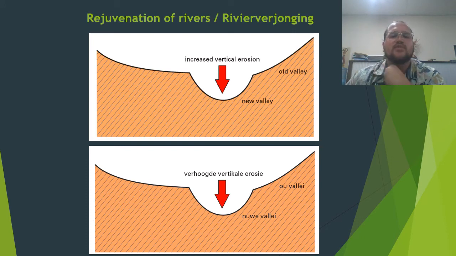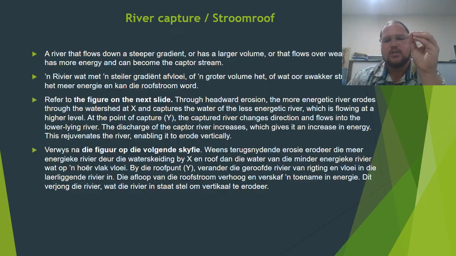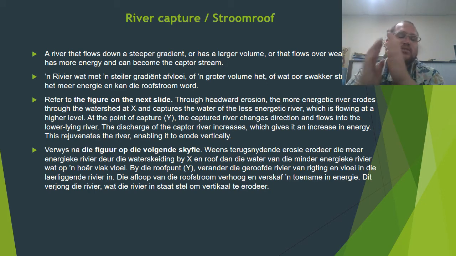So creating essentially a small valley within a valley. The rejuvenation of rivers, Rivierverjonging, the increased vertical erosion where we had an old valley, we now have a new valley. River capture, stream capture. A river that flows down a steeper gradient, or has a larger volume, or that flows over weaker strata. Now what's weaker strata? Strata meaning soil layer, weaker, softer, so it will erode easier, has more energy, and can become the captor stream.